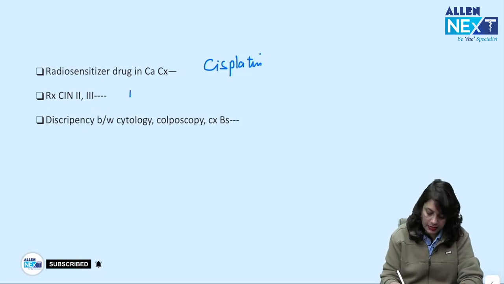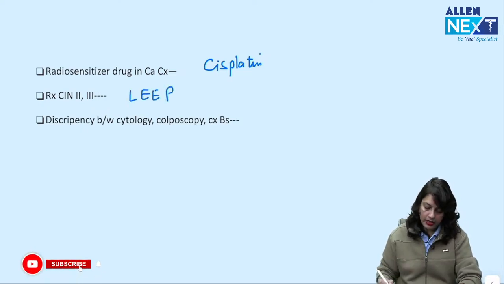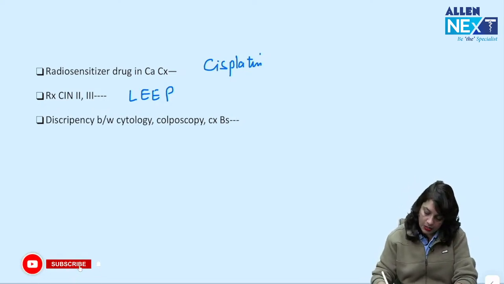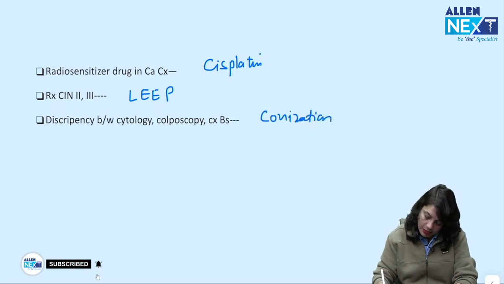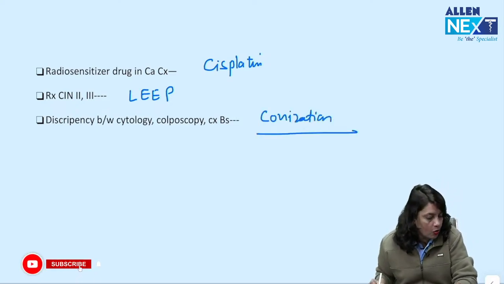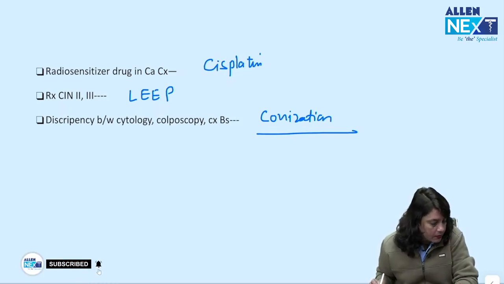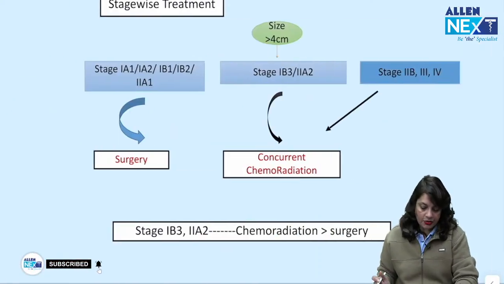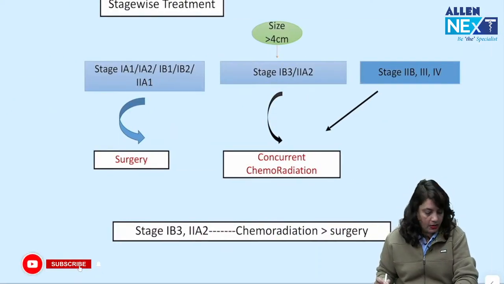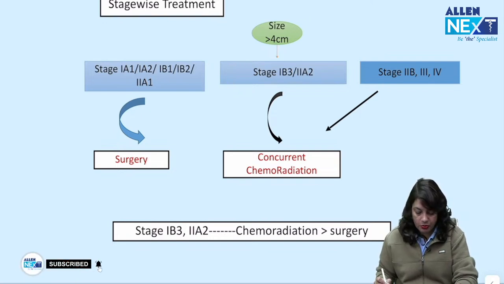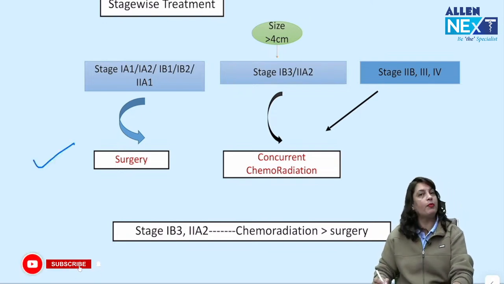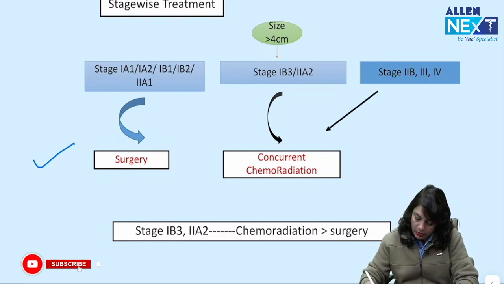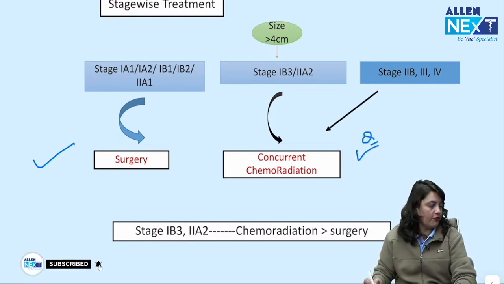Treatment of CIN2 and CIN3 is LEEP. Discrepancy between cytology, colposcopy and cervical biopsy: next management will be conization or cone biopsy. Now, stage-wise treatment. Stage 1A1, 1A2, 1B1, 1B2 and 2A, we go for surgery. Stage 1B3 and 2A2, and stage 2B to 4, we go for concurrent chemoradiation. Recently asked question in FMGE exam.